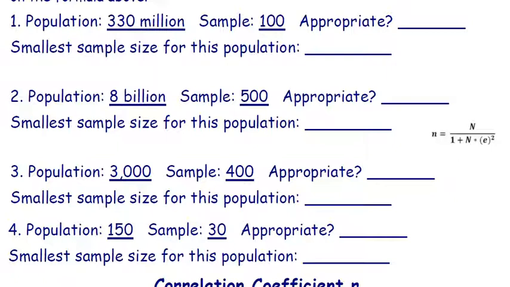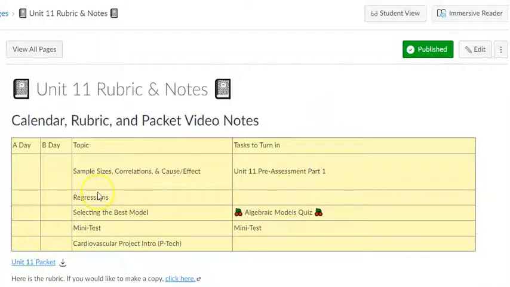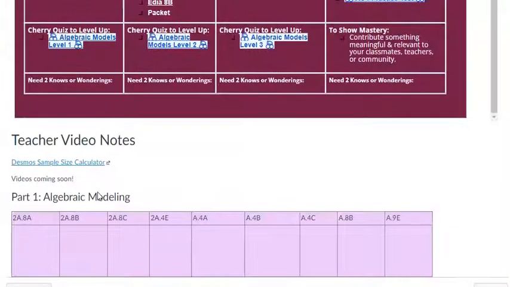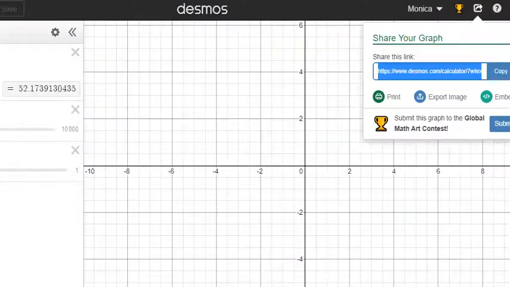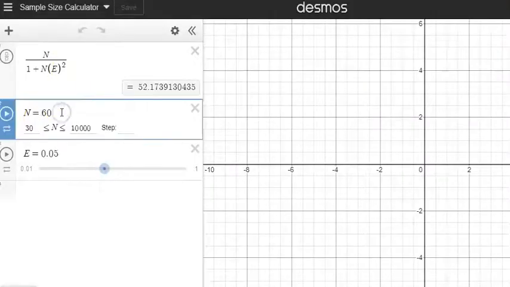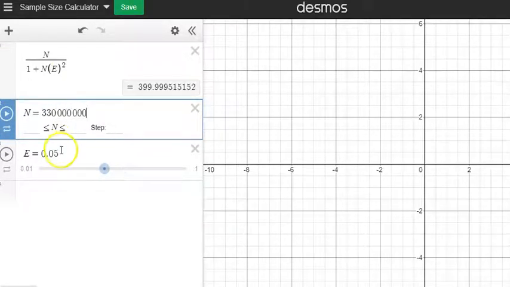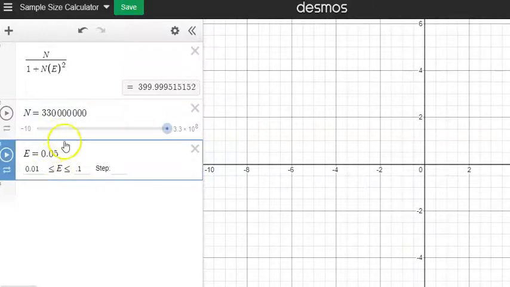On the rubric page on Canvas, there's a link that takes you to that Desmos page. Right here, Desmos Sample Size Calculator. So, our N is our population, that's 330 million, and our error would be 5%. The number would be 400.